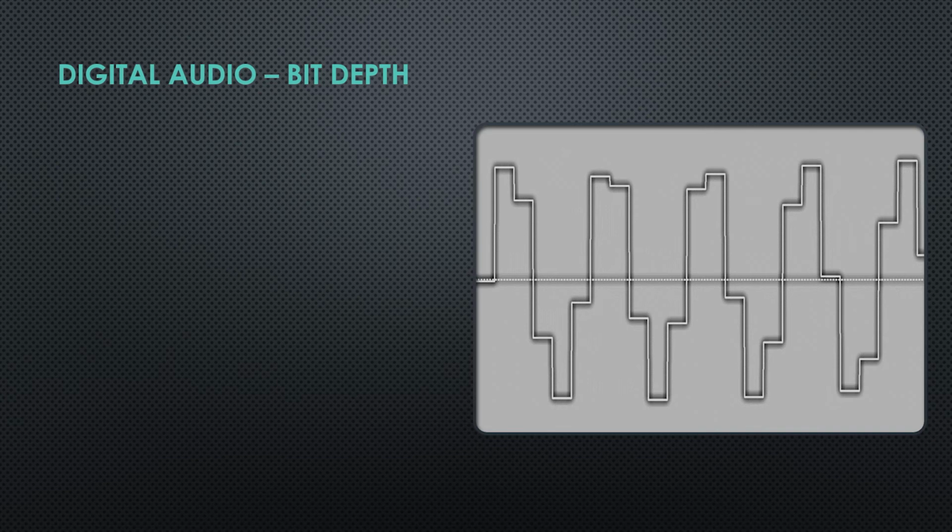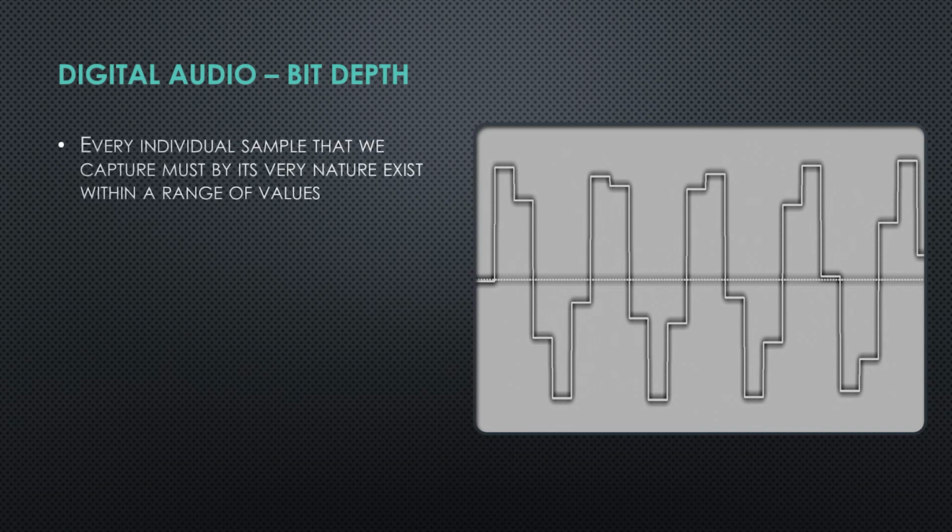The other side of the coin is bit depth. Every individual sample that we capture must, by its very nature, exist within a range of values. This should make sense. We are capturing audio in, and every 44,100th of a second, we are measuring the amplitude of that sound. We cannot measure between 0 and infinity. There has to be some range, because if our computer that we are converting this audio to digital files had a range of 0 to infinity, each little bit of audio would just be massive. It would be too huge. Our file size would become infinite instantaneously.